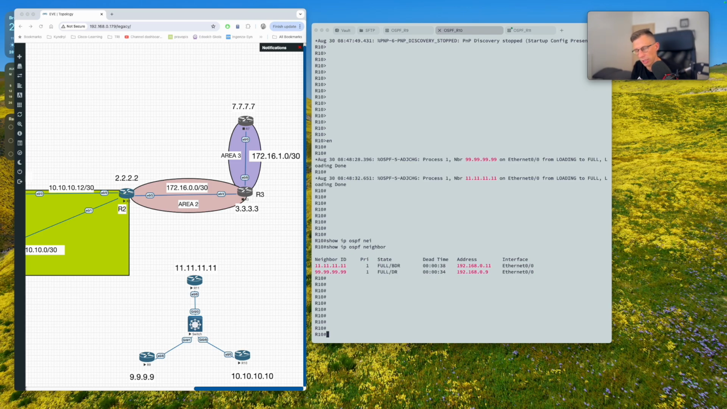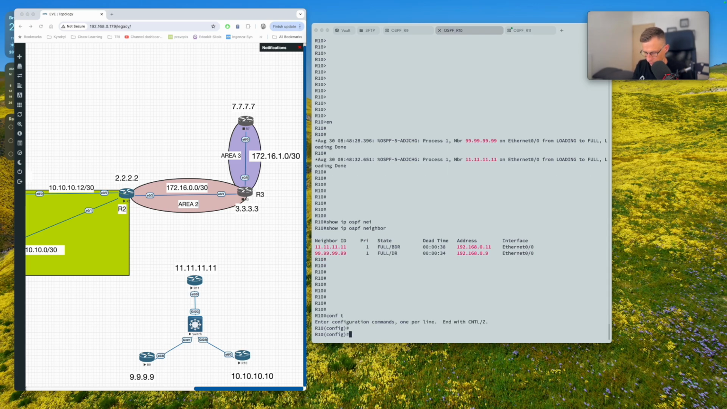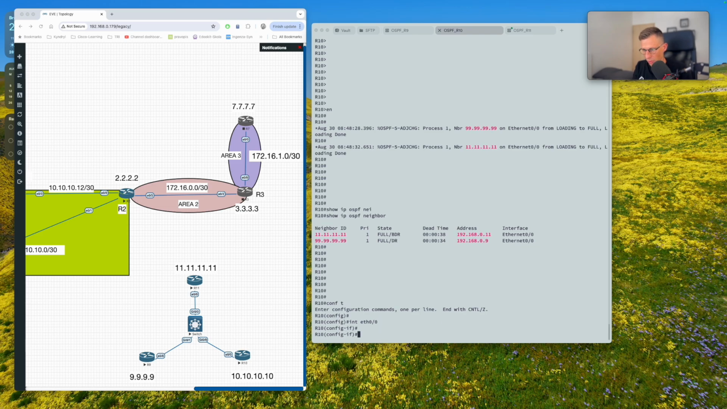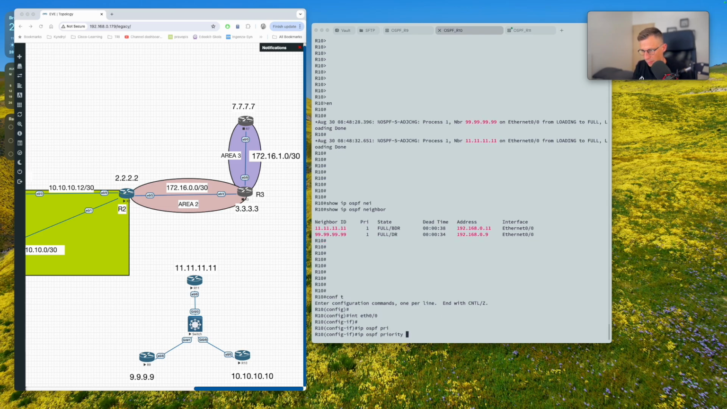Now the other option is to use the priority command, which is ip ospf priority on the interface. So now let's configure router 10 as the DR using the priority command. On router 10, I need to configure the priority on interface Ethernet 0/0. So conf t, interface ethernet 0/0, and I can do ip ospf priority.